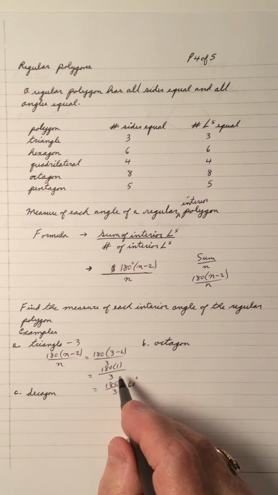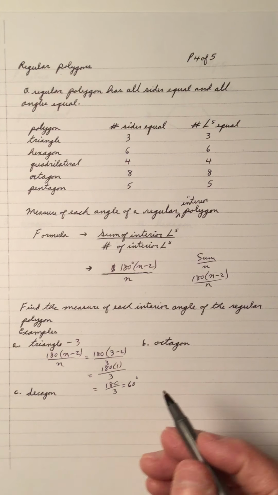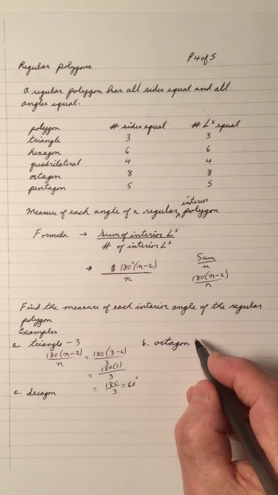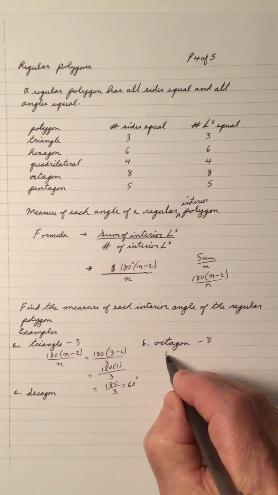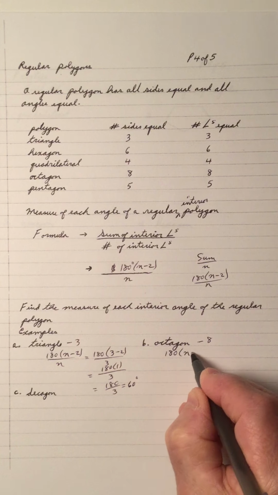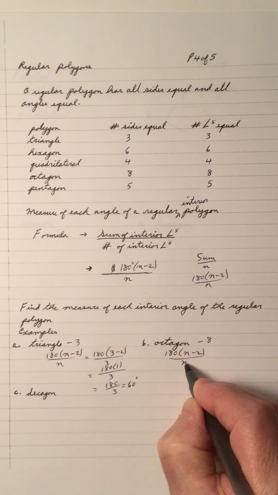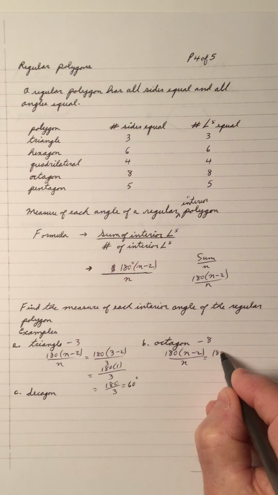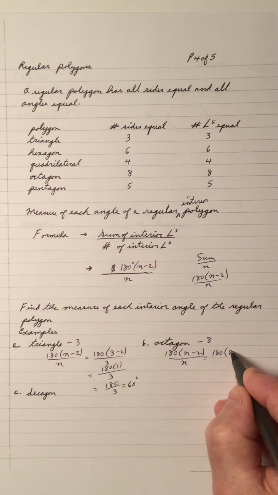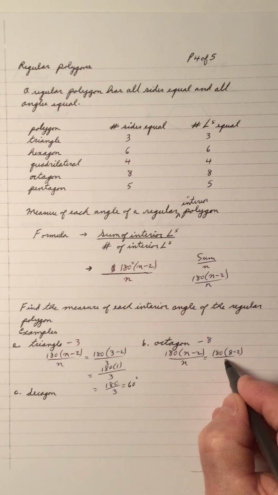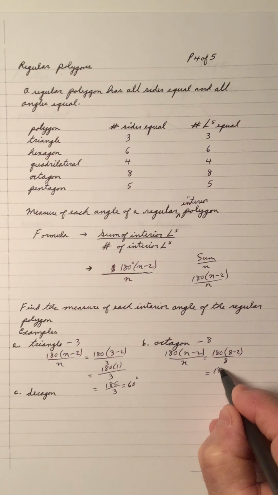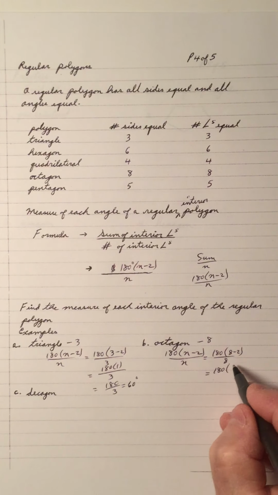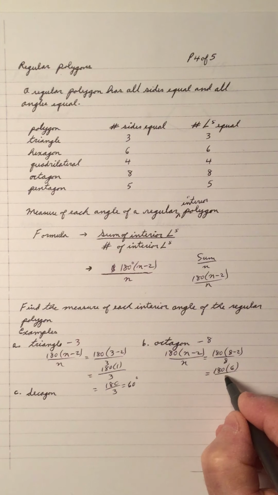So in a triangle, if all the angles are equal, 180 divided by 3 is 60. And we've got an octagon, which has 8 sides, so we use 180 times (n minus 2) divided by n. That's 180 times (8 minus 2) divided by 8. And 180 times, I had to do my brackets first, 6.